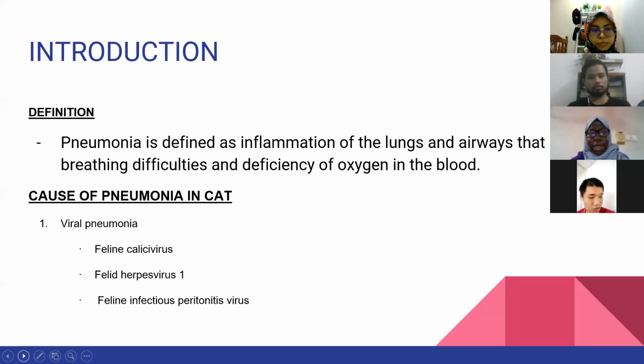For the introduction, we just need to define what pneumonia is. It's basically inflammation of the lungs and airways that causes breathing difficulties and deficiency of oxygen in the blood. The causes of pneumonia might vary from one case to another, but we have here a summary of what can cause pneumonia. Viral pneumonia can be caused by calicivirus, herpesvirus, and feline infectious peritonitis virus.